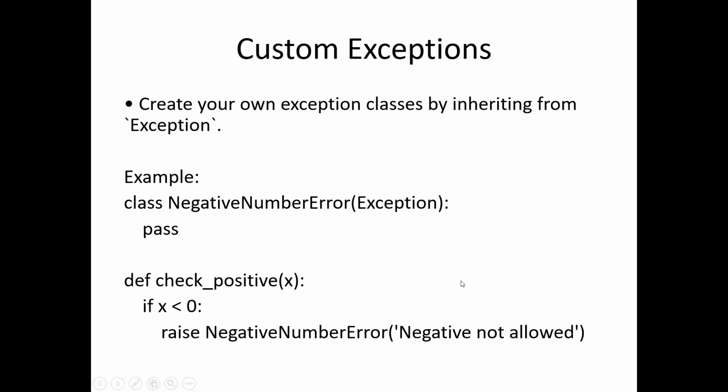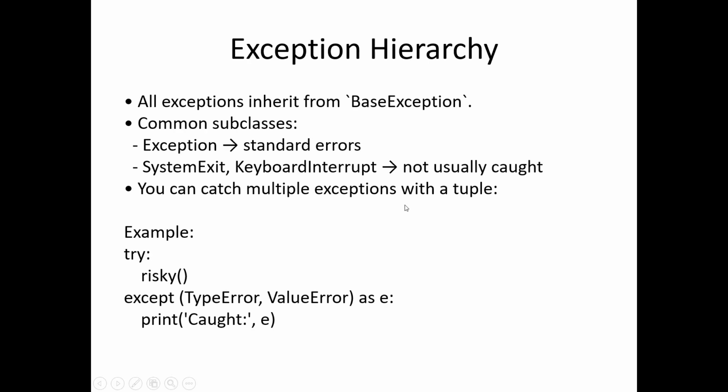Let's understand custom exceptions. We can also create our own exceptions by making a new class that inherits from Exception. For the exception hierarchy, all exceptions in Python inherit from BaseException. Exception is the main class for most errors. Some special ones like SystemExit and KeyboardInterrupt are not usually caught.